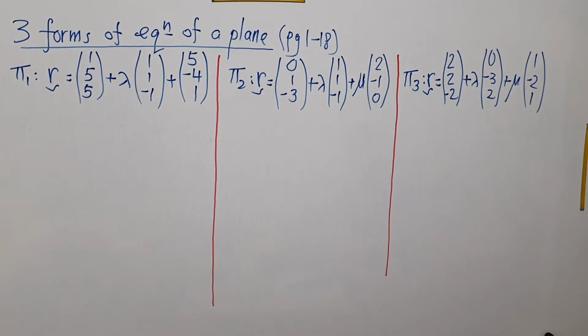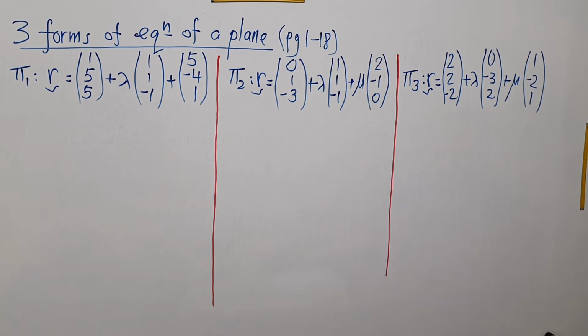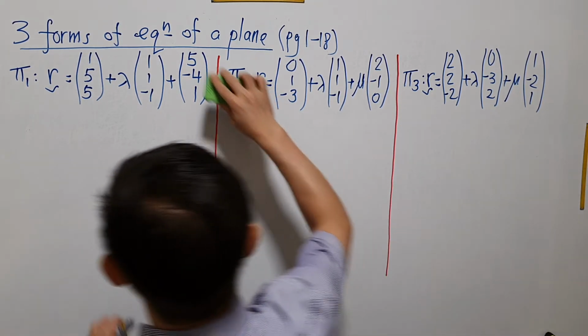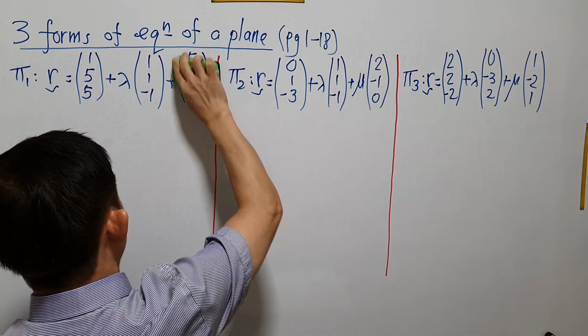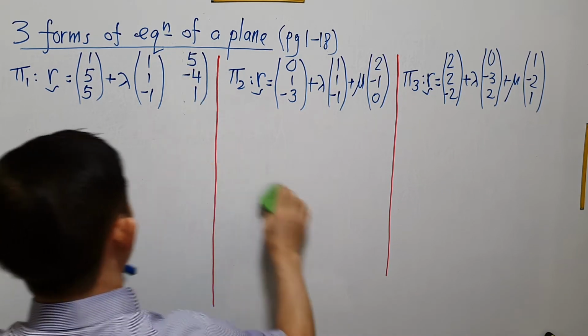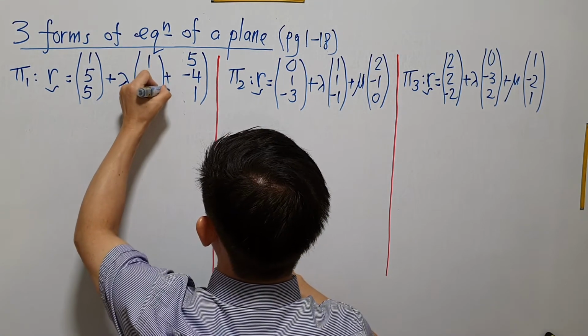Right, from the earlier discussion, we have realized that the equation of a plane has three forms. The first form that you have learned and have a lot of practice on is called the parametric form. I made a mistake here. So I need a plus mu.